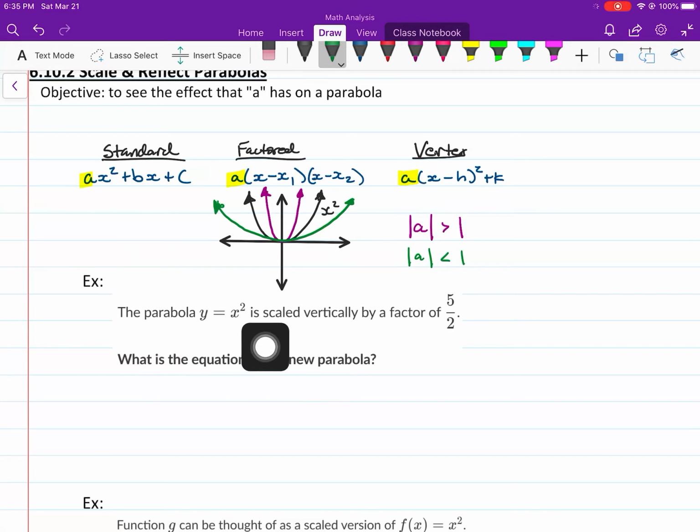The parabola y equals x squared is scaled vertically by a factor of 5/2. What is the equation of the new parabola? So we're going to take this y equals x squared, and we're going to make it a new parabola that has been scaled vertically by 5/2. So A is just 5/2, and that's it.